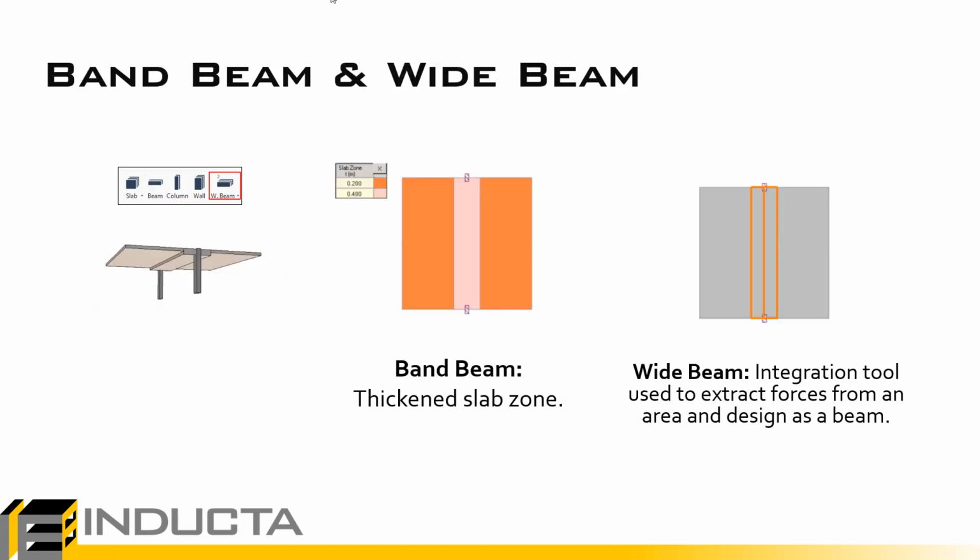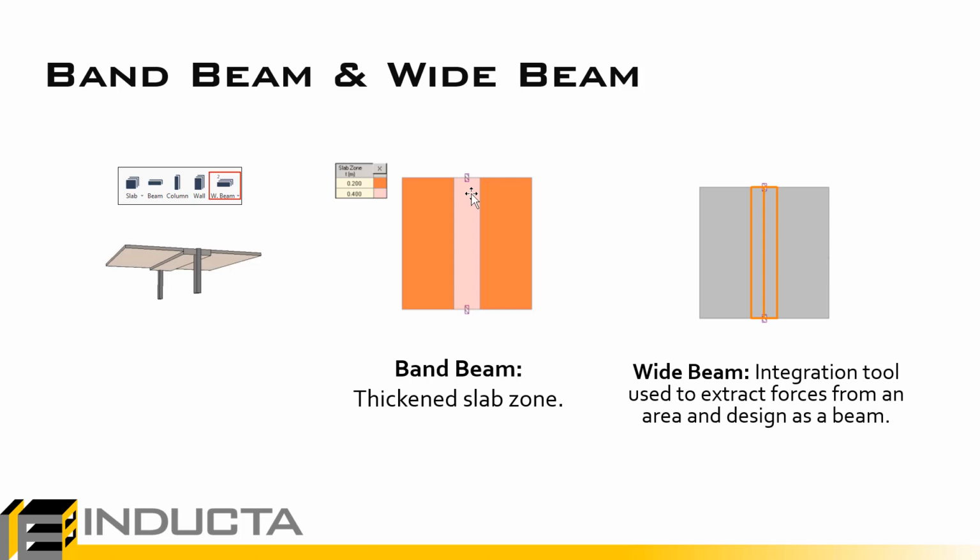Band beams and wide beams are a little bit different. How we define a band beam, we just define it as a thickened slab zone. So as mentioned in the previous video, to define a thickened slab zone, we draw an area using geometry lines, mesh, and then apply a different thickness. So in this case, to define the width, we have to draw two geometry lines along the length of the beam, mesh, and then input this increased thickness of 400 millimeters. So this is the structure within the software.